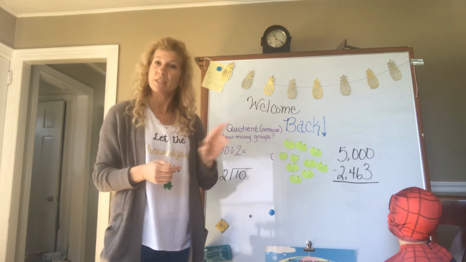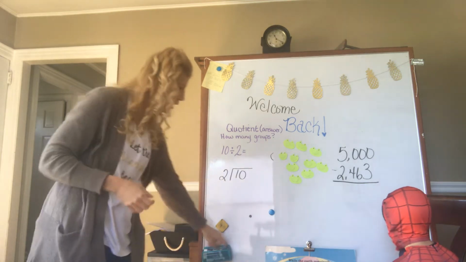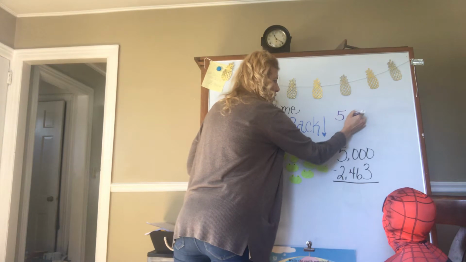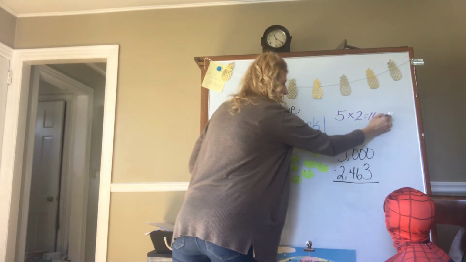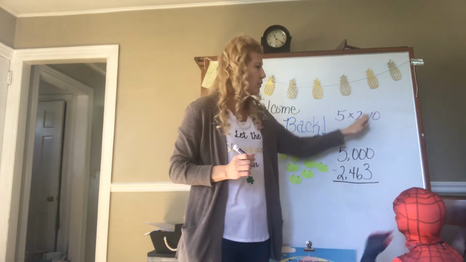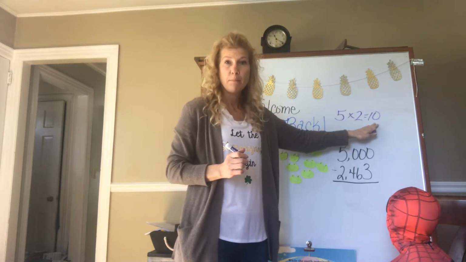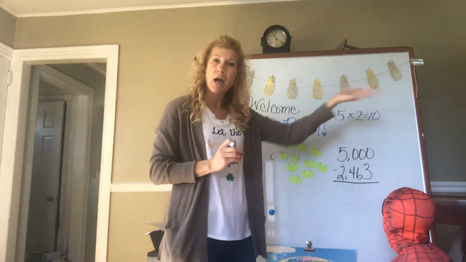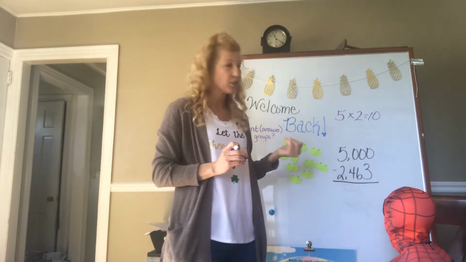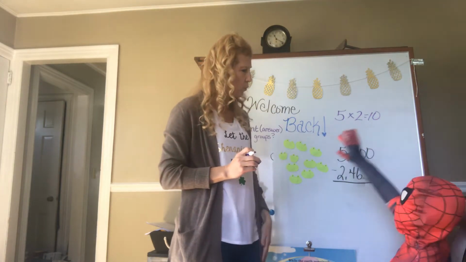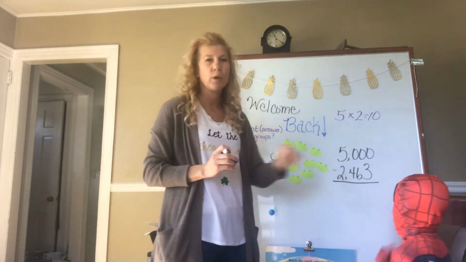So it's the opposite. Same thing for multiplication. If I have 5 times 2 equals 10, that's my multiplication, and this is my answer. This is my product. The division is the exact opposite. So we start with the biggest number first. What's the biggest number that you see? Can you point to it, Spidey? All right, and he's showing me 10.